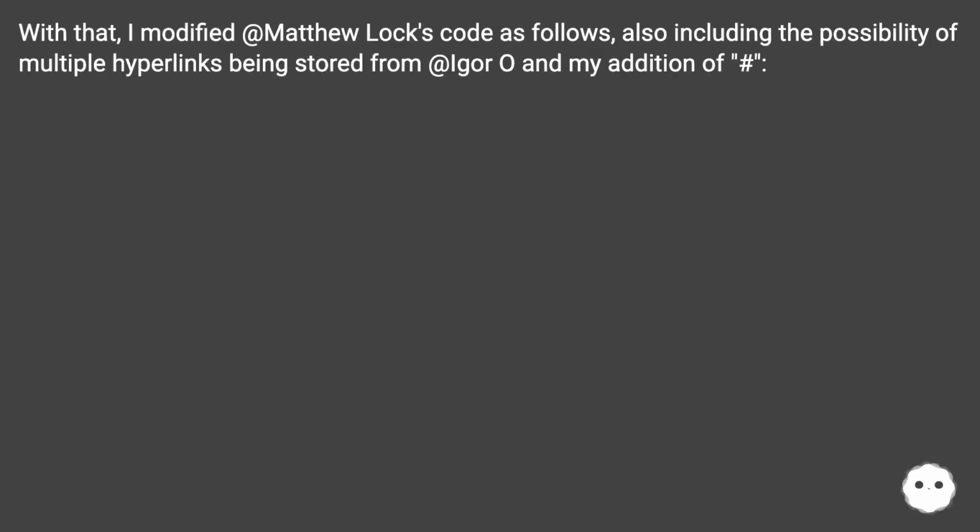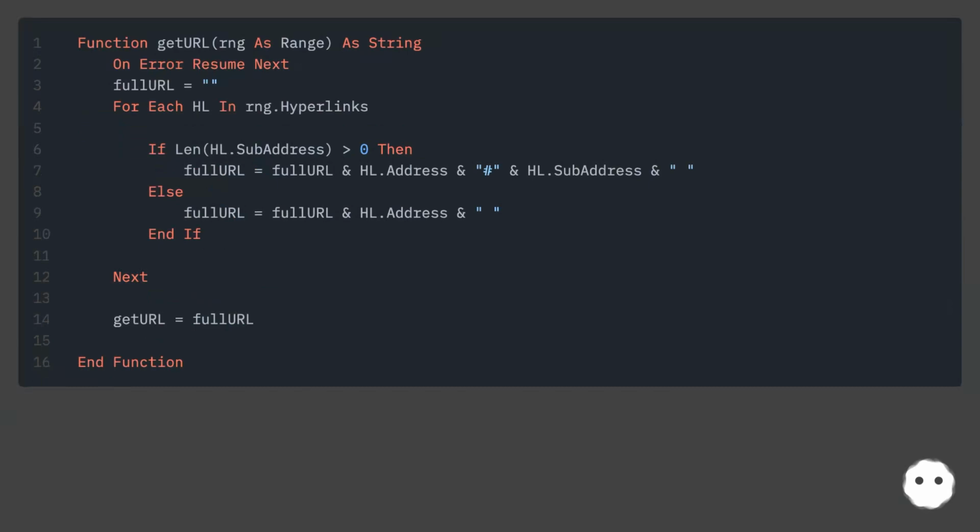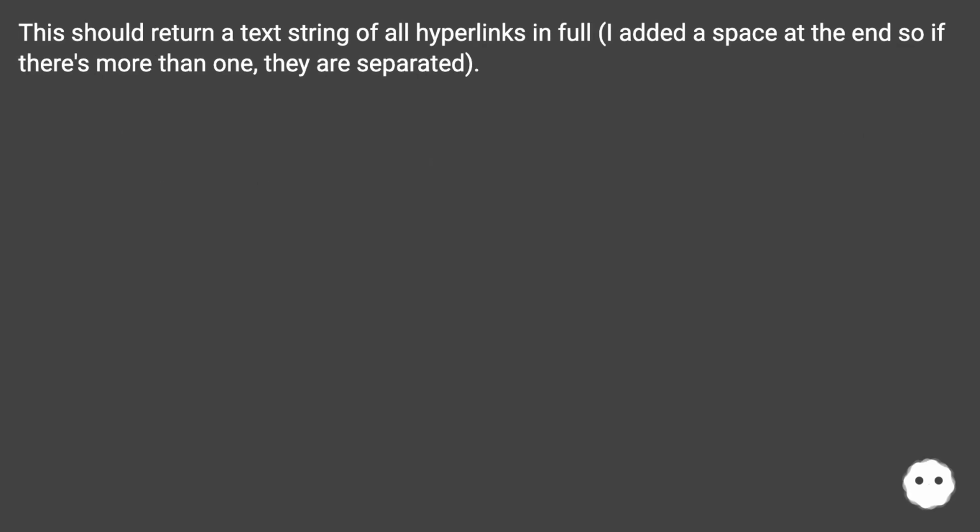With that, I modified at Matthew Locke's code as follows, also including the possibility of multiple hyperlinks being stored from at eagle O and my addition of hash. This should return a text string of all hyperlinks in full. I added a space at the end so if there's more than one, they are separated.